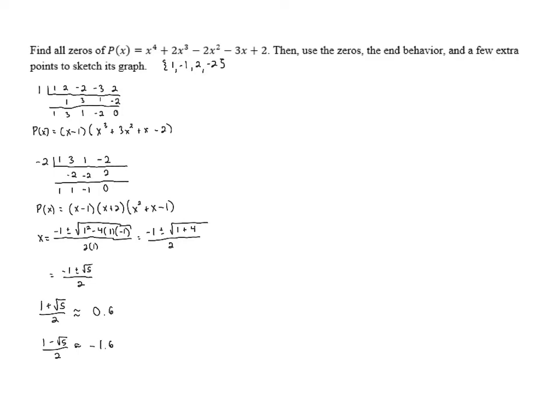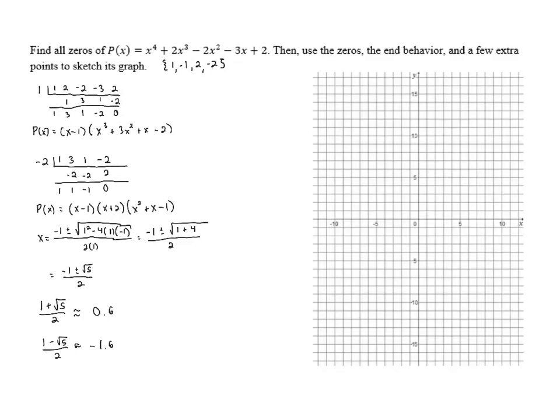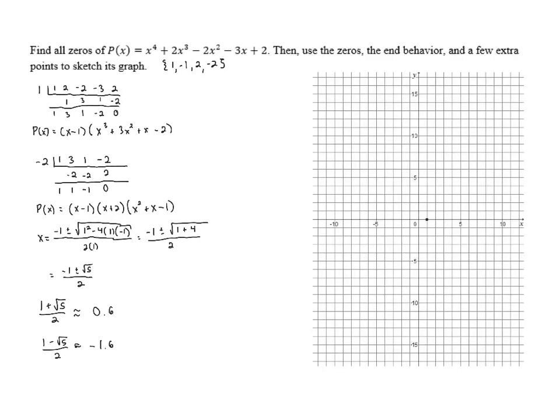And so let's get an xy plane to sketch our graph. So we've got 1 as a 0, and we've got -2 as a 0. We also have about 0.6 and -1.6. Our y-intercept is 2, so we know that we're going to end up being above right there. And our end behavior is just like x to the fourth, so it's going to be going up in each direction.